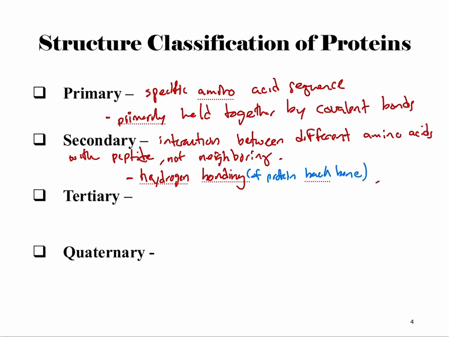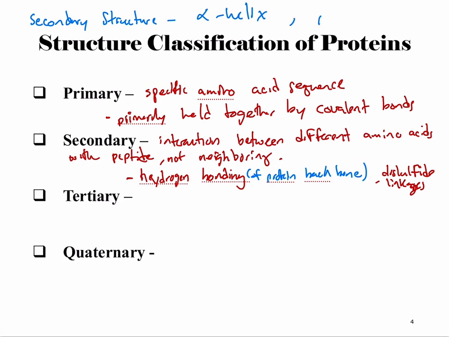And it's also held together by disulfide linkages, which we'll talk a little bit about. This is basically for cysteine. You can have two cysteine molecules get reduced to form a linkage between two cysteine amino acids. And so this is structure that's held together by hydrogen bonding and disulfide linkages. And two examples of secondary structure that I want you guys to remember are the alpha helix and the beta sheet.